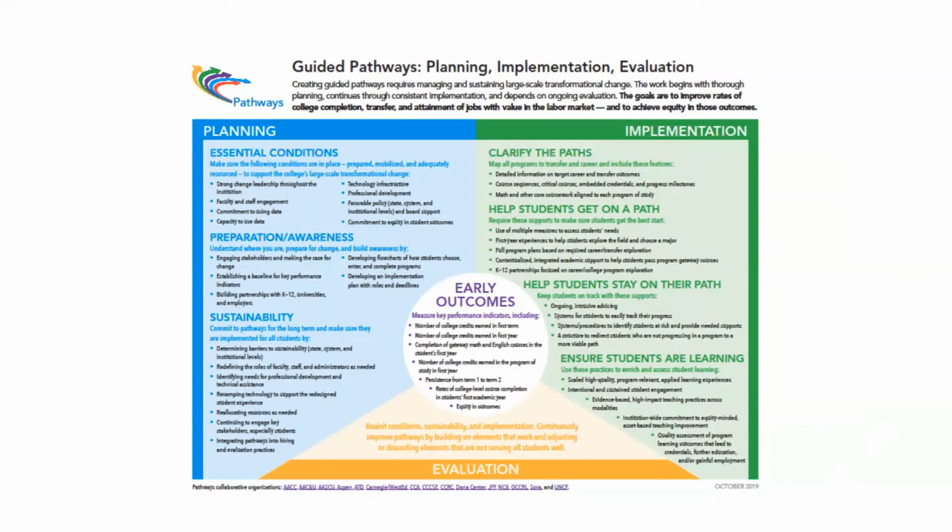A small but growing number of community colleges and 4-year institutions across the country are beginning to see substantial gains in student outcomes by redesigning programs and services to improve the student experience along 4 dimensions. 1, create clear curricular pathways to employment and further education. 2, help students get on a path. 3, keep students on a path. And 4, ensure that students are learning along their path.